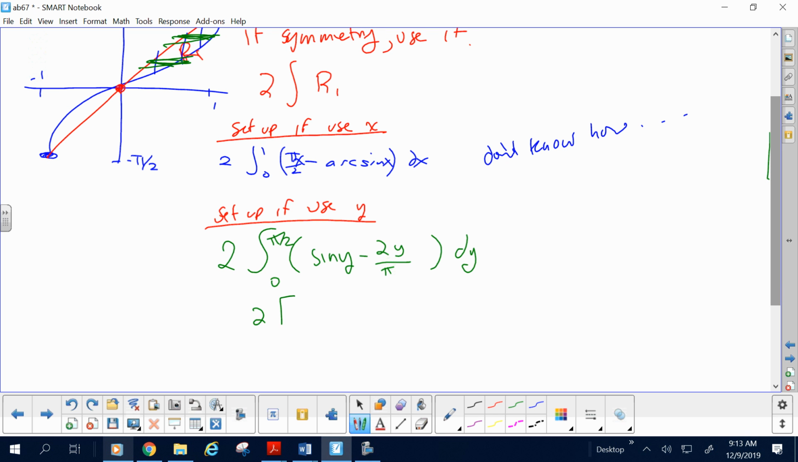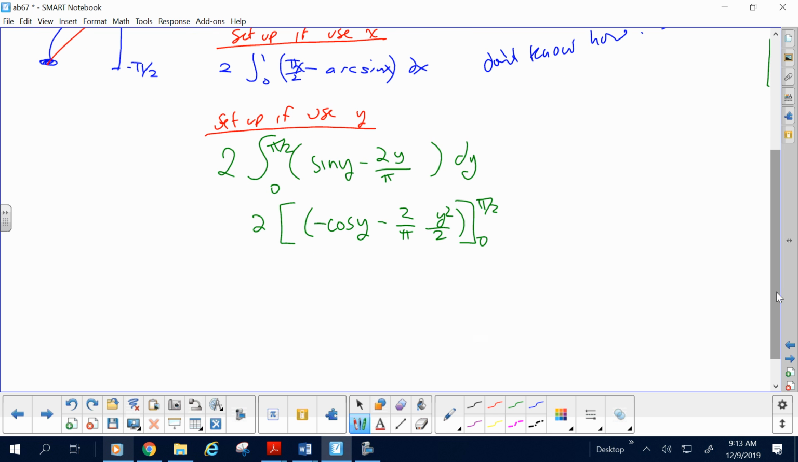Here we go. Antiderivative of sine. Is that cosine or negative cosine? Try again. That's the spirit. Negative cosine. Given that negative 2 over pi is constant, what's the antiderivative of normal old y? Over? All right, cool. 0 to pi over 2, do you agree with my antiderivative? All right. So those 2's drop out, that's nice.